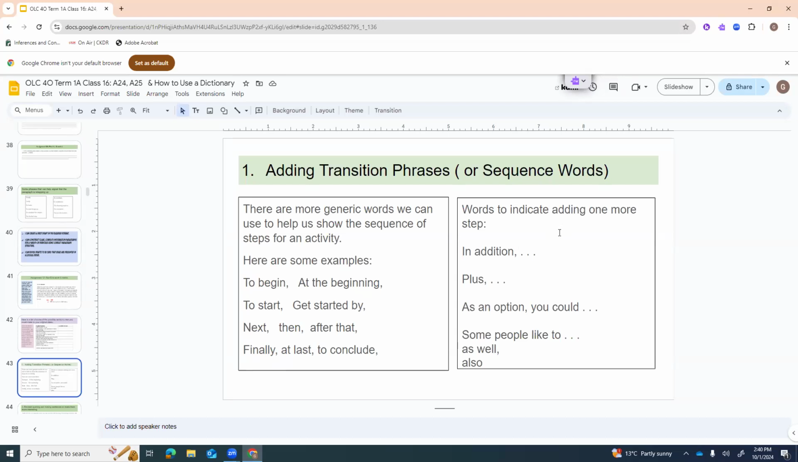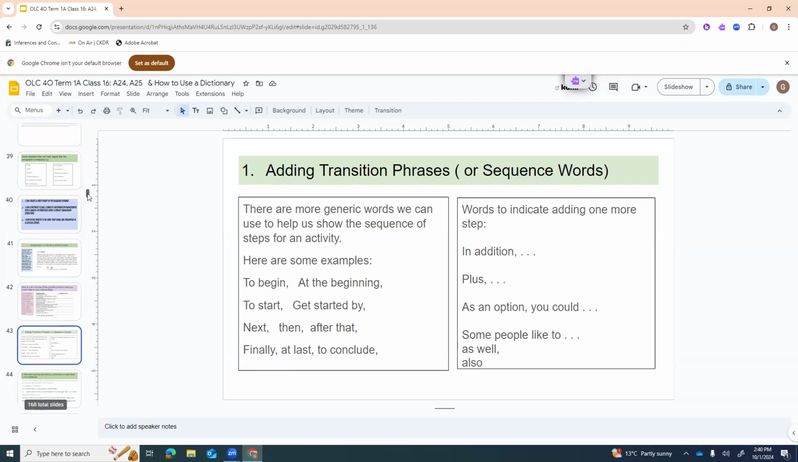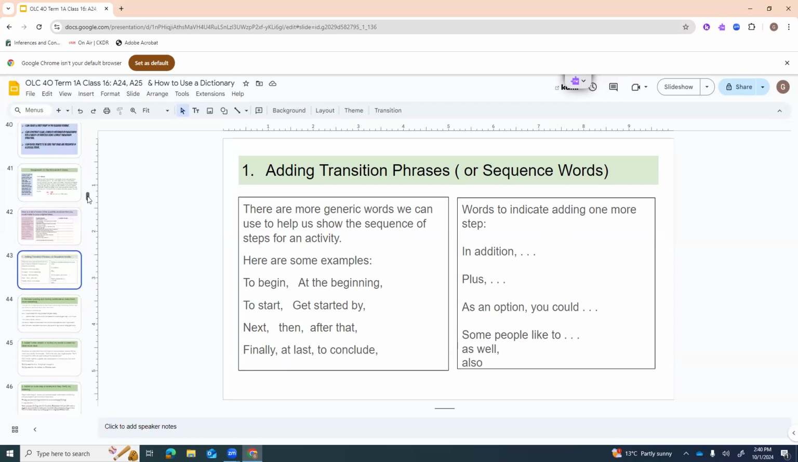If you're trying to add one more step: in addition, plus, also, as an option, some people like to, as well. Those are all ideas or word phrases that tell you, hey, I'm going to give you a little bit more information here. And you just put it as a phrase in front of your main phrase and add a little comma to show that it's not the main part of the sentence.